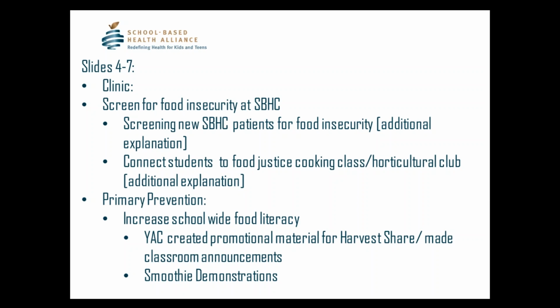So we talked about how in the beginning, Milwaukie talked about decreasing the prevalence of hunger as an overall goal, and then creating district-level food insecurity policy. This is what they're doing to get to that place. So we heard about what they're doing in the clinic, and at the primary prevention level, they were increasing school-wide food literacy. So they're having their youth advisory committee create promotional materials for a harvest share and making classroom announcements, and then doing school-wide demonstrations on smoothies.